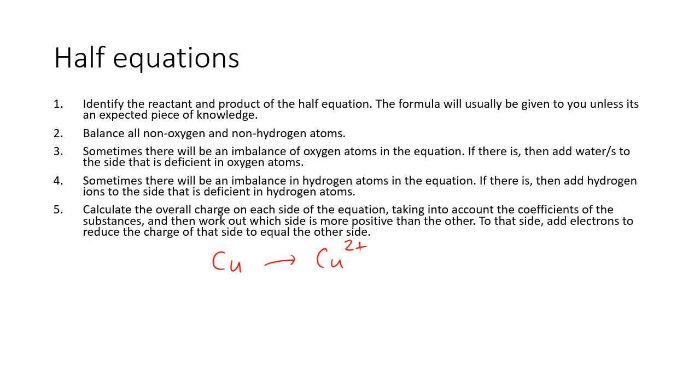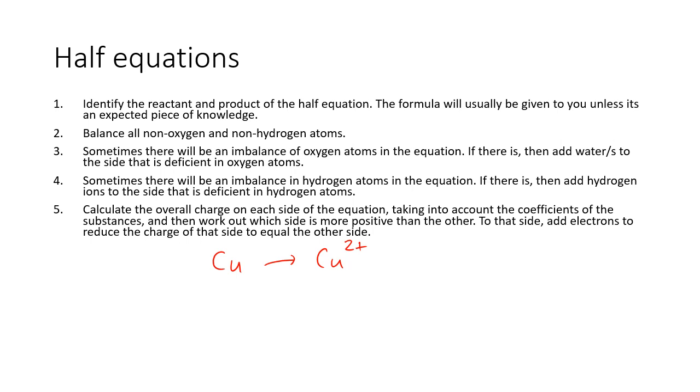All right, balance all non-oxygen and non-hydrogen atoms. So copper is a non-hydrogen and non-oxygen atom, so therefore we have to try and balance them. So if there's one on each side, that's balanced, done. Sometimes there'll be an imbalance of oxygen atoms, not here. Sometimes there'll be an imbalance of hydrogen atoms, not here. Okay, so let's do step 5.